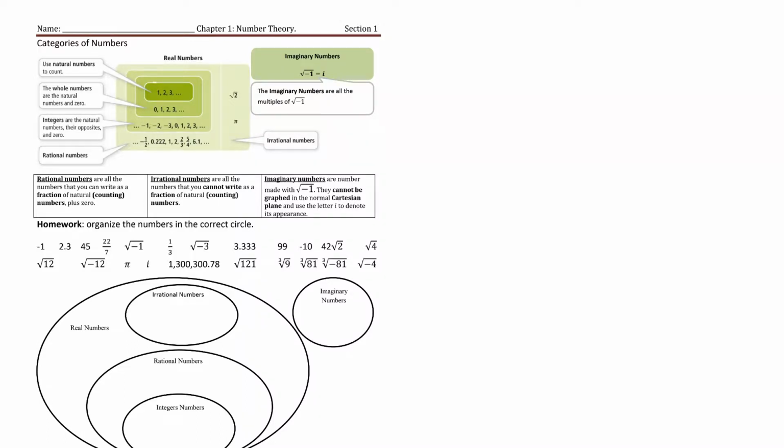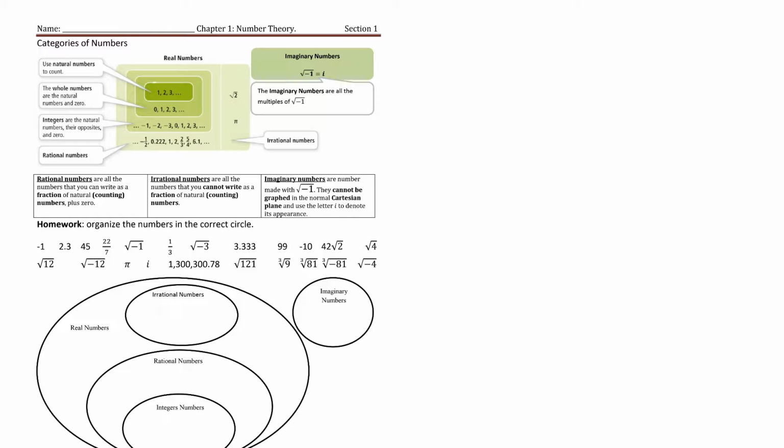So let's talk about a few different types of numbers. Now, numbers have many different categories, but the most common ones that people use are natural numbers, which are counting numbers, whole numbers, integers, rational numbers, irrational numbers, imaginary. To us, the most important ones are going to be real, irrational, rational, integers, and imaginary, because most of the time those are the numbers that we're going to use.